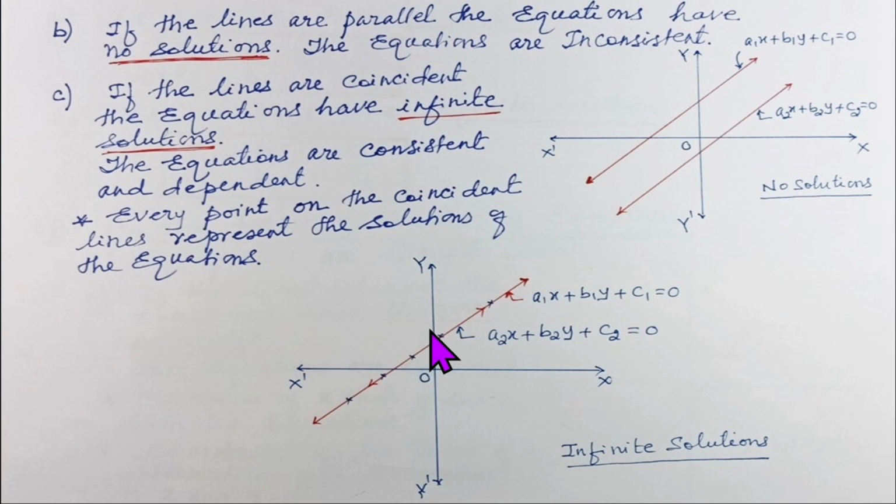And the third possibility is if the lines are coincident. If we draw the graph and the two straight lines coincide with each other, then the equations have infinite solutions. Therefore, the equations are consistent and also dependent. That means they have infinite solutions, they are consistent, and also they are dependent. Every point on the coincident line represents a solution of the equations. Remember that.